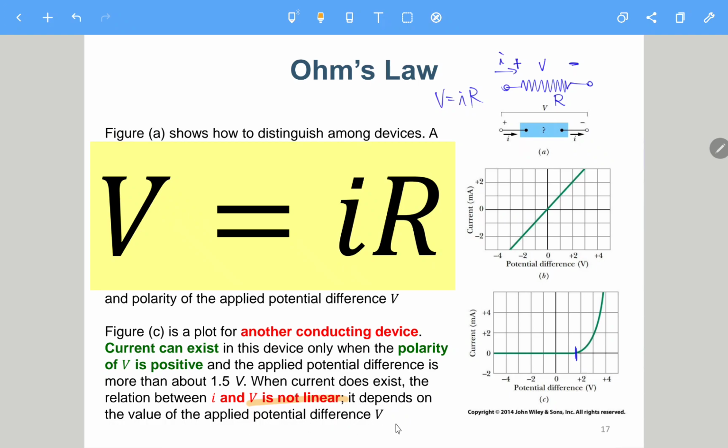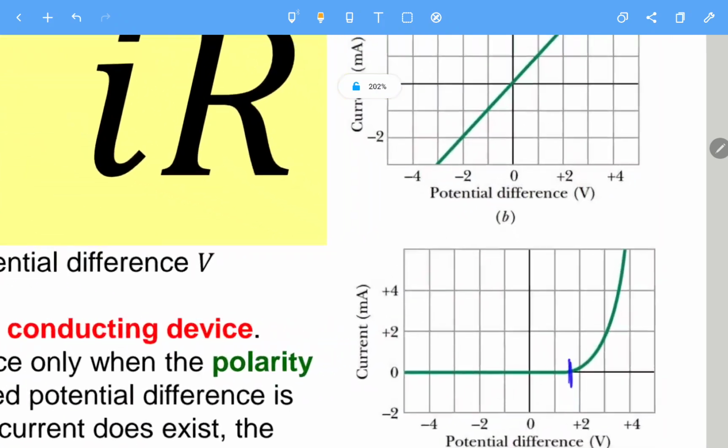Okay, does any one of you know what device it is describing? Any of you know that? Maybe you know the Chinese name. Any one of you know that? Okay, no, none of you know that.